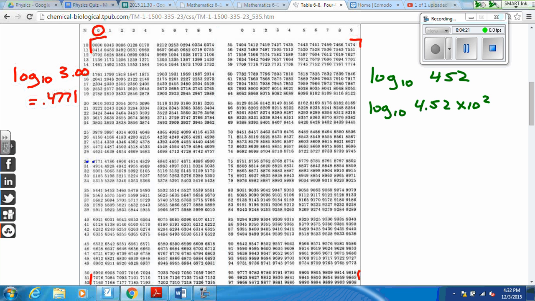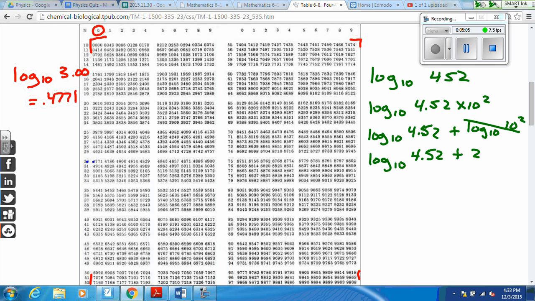And now, here's where our log properties become magic. The log of a product is the sum of logs. So if I can find the log of 4.52, then all I have to do is add to that the log of 10 to the 2, which is 2, and I'm good. Watch that carefully. Because 452 is the same as 4.52 times 10 to the 2, I can take that scientific notation exponent and add it to the log of 4.52.